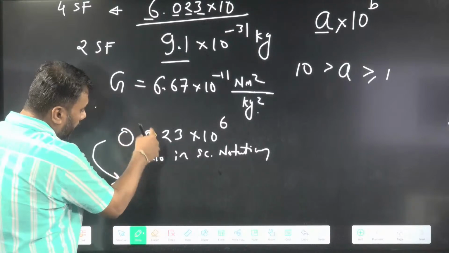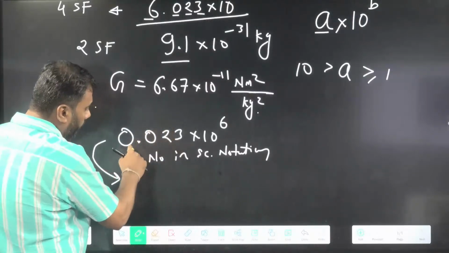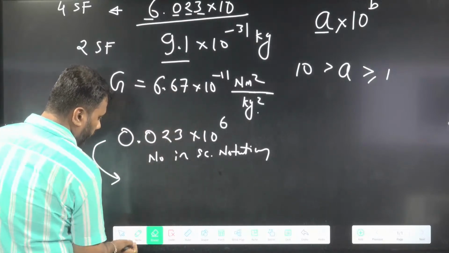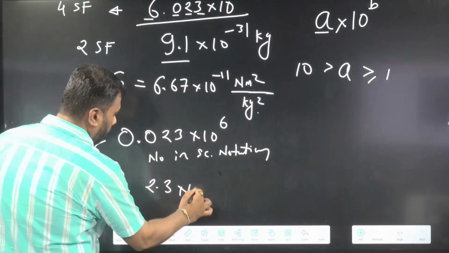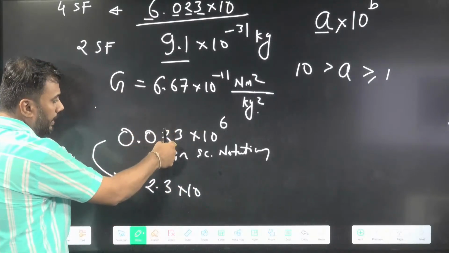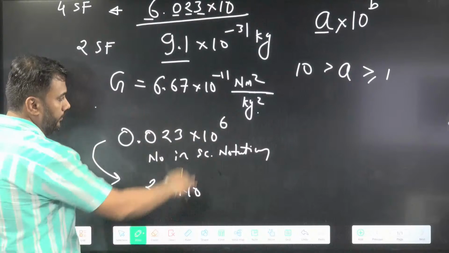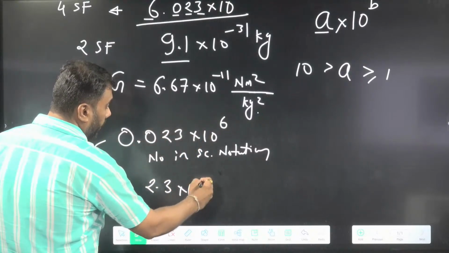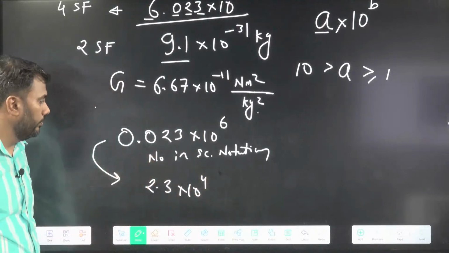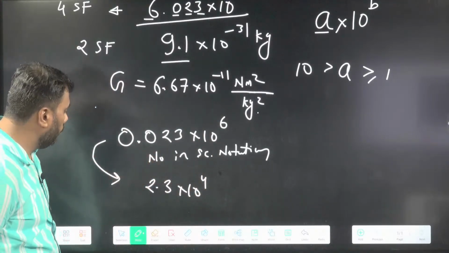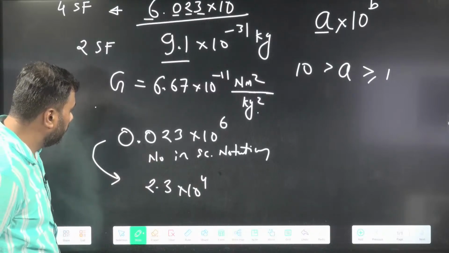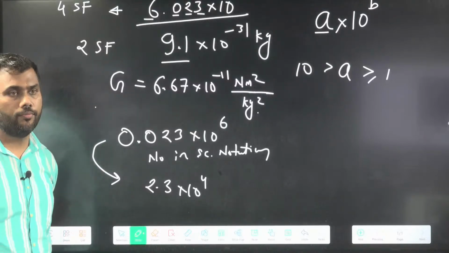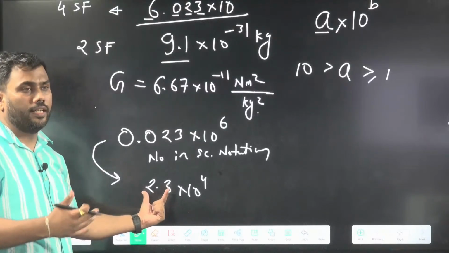So I can take this decimal point 2 places backward, so it will be 2.3 into 10 power. I am taking my decimal place backward, so I should decrease the power of 10 and write 10 power 4. 2.3 into 10 power 4. Is this correct? Yes, this is correct. It should be between 1 and 10.